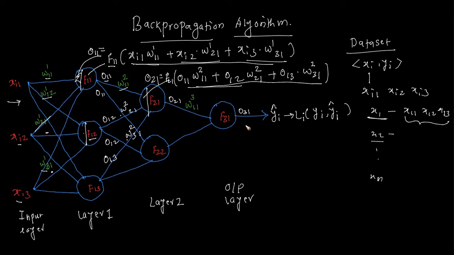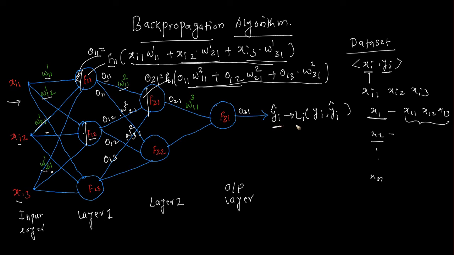These outputs propagate in the forward direction, and finally we get the output of the output layer neuron. That output is called O31, or it is also called yi hat, and this yi hat is the predicted output for this input xi, or the predicted class label for this input xi. The actual class label is yi, the predicted is yi hat.